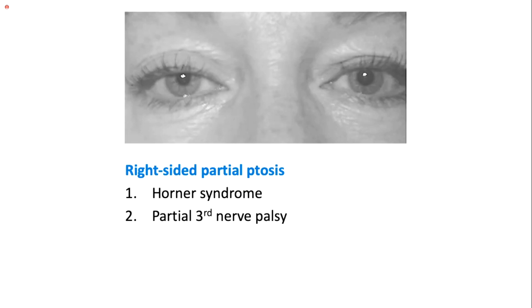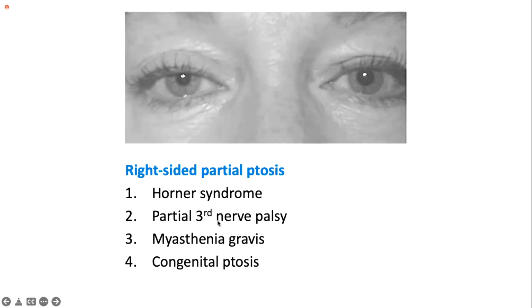Anyone else? Myasthenia gravis. Very good, excellent. Anything else? One other thing? Congenital ptosis. Horner syndrome we have already written down. You can see my slides, yes? Yes, sir. Right. So how do we differentiate now?